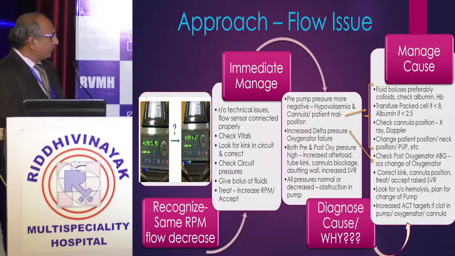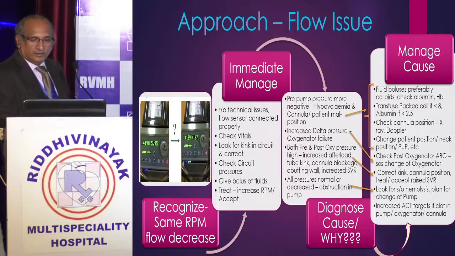If both pre and post oxygenator pressures are high, that means there is an increased afterload. That can be because of a kink in the cannula tube, cannula blockage, cannula abutting the wall, or increased SVR. So find out what the cause is and try to correct it. If it is a raised SVR, you can just accept it, or you can use some vasodilators. And if everything is fine, pressures normal or decreased, then as I told you, it is an obstruction in the pump. You need to look for signs of hemolysis and change the pump.